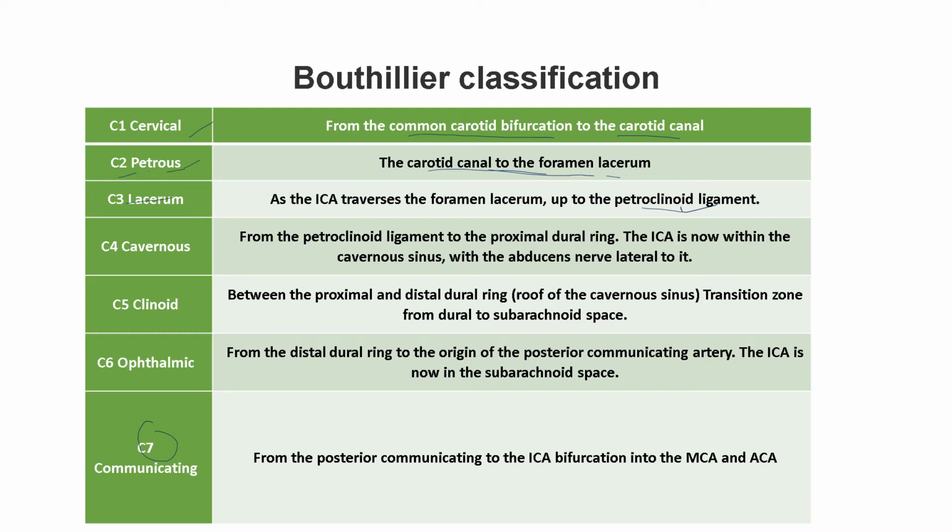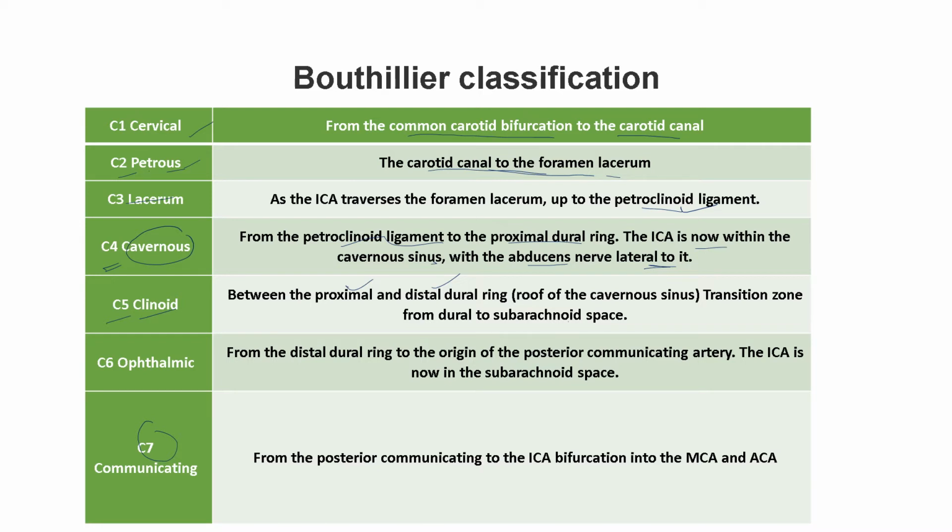Then we have the cavernous part, from the petroclinoid ligament to the proximal dural ring. The internal carotid artery lies within the cavernous sinus, with the abducens nerve lying lateral to it. So this cavernous part is the C4 segment. Then we have the clinoid part or the C5 segment that lies between the proximal and the distal dural ring. Basically it is a transition zone from the dural to the subarachnoid space.